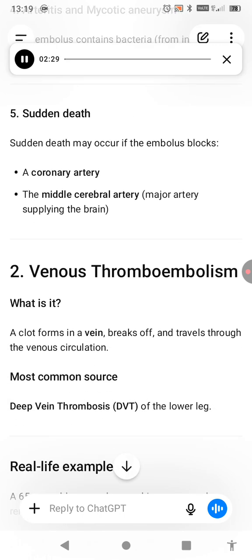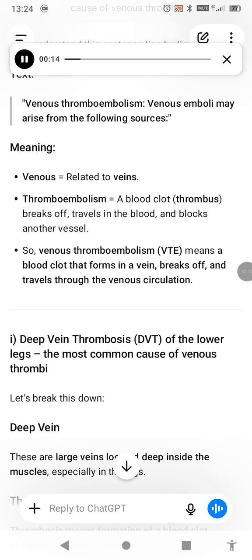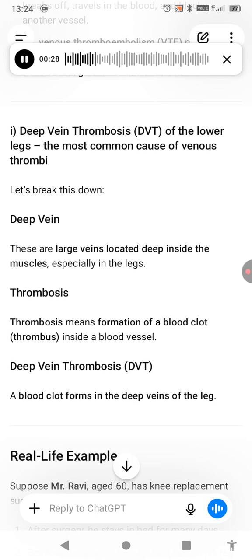Sudden death. Sudden death may occur if the embolus blocks a coronary artery, the middle cerebral artery, or a major artery supplying the brain. Number 2. Venous thromboembolism. Venous means related to veins. Thromboembolism, a blood clot, thrombus, breaks off, travels in the blood and blocks another vessel, traveling through the venous circulation. I. Deep vein thrombosis, DVT, of the lower legs, the most common cause of venous thrombi.